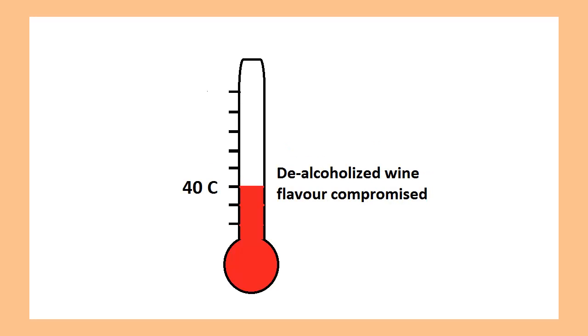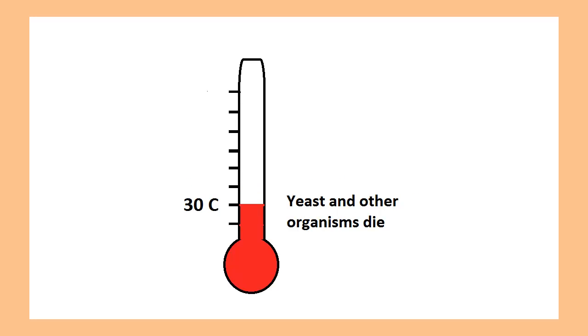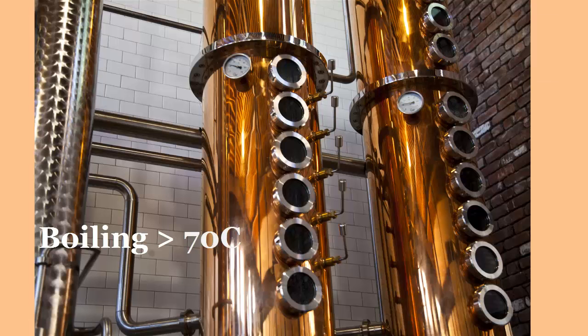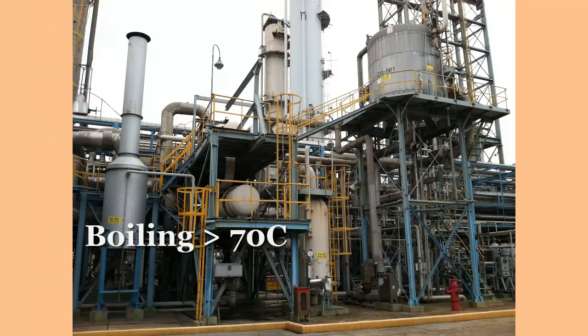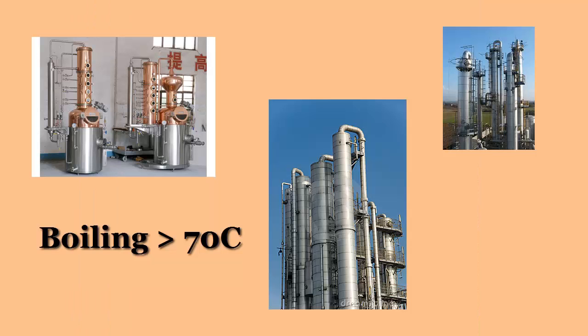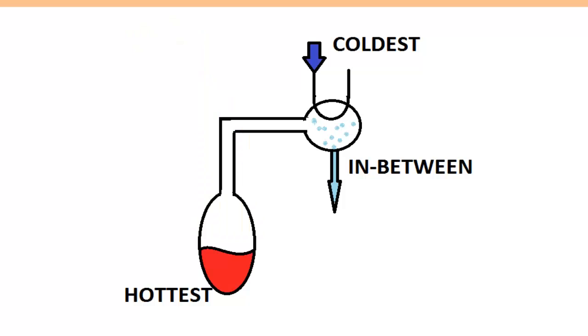In wine dealcoholizing, temperatures above 40 C will compromise flavor. And in industrial fermentation plants, yeast and other bugs die at temperatures greater than 30 C. But large-scale industrial distillations are rarely carried out below 70 C, giving rise to a lot of cleanup, redundant equipment, and lost opportunity. Why can't distillations be carried out economically at lower temperatures?